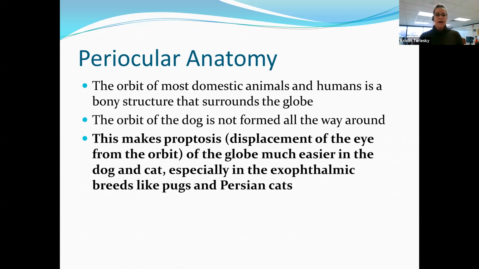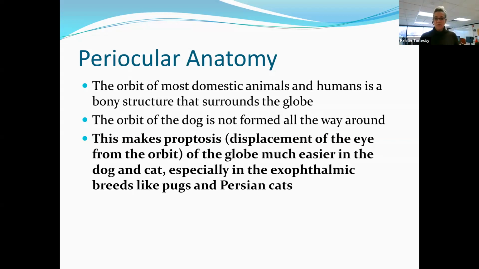This term is really important: proptosis. Proptosis means that the eye displaces from the orbit. This doesn't happen too often, but you are going to see it. If the dog has an injury or blunt force trauma to the ligaments that hold the globe into the orbit, and because the orbit is not all the way around, sometimes the eye will actually come out of the orbit. Does that mean the eye falls on the ground? No. There are muscles and ligaments holding that eyeball in, but sometimes it does happen.